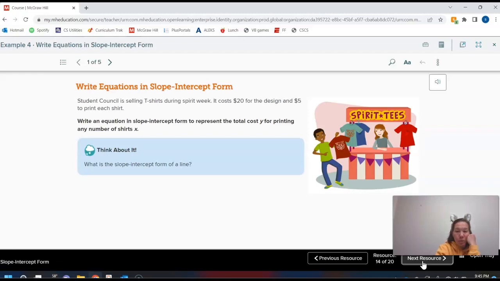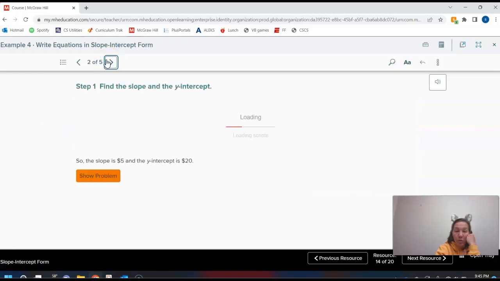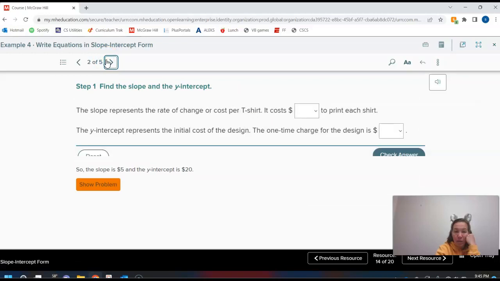Okay, so here's the problem. Student council is selling t-shirts during Spirit Week. It costs $20 for the design and $5 to print each shirt. Write an equation to represent the total cost y for printing any number of shirts x. So if you think about this, we need two things. We need a slope and we need a y-intercept.